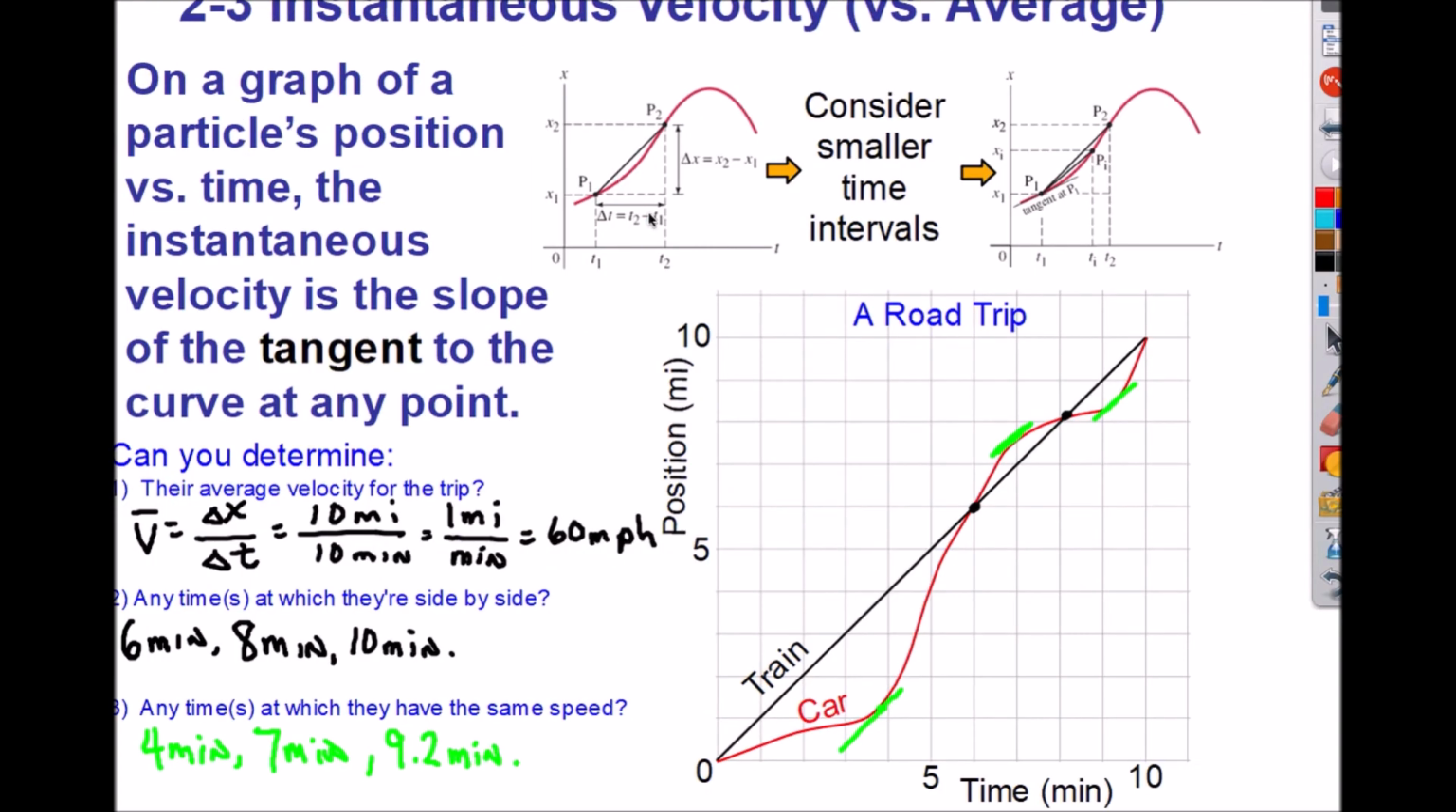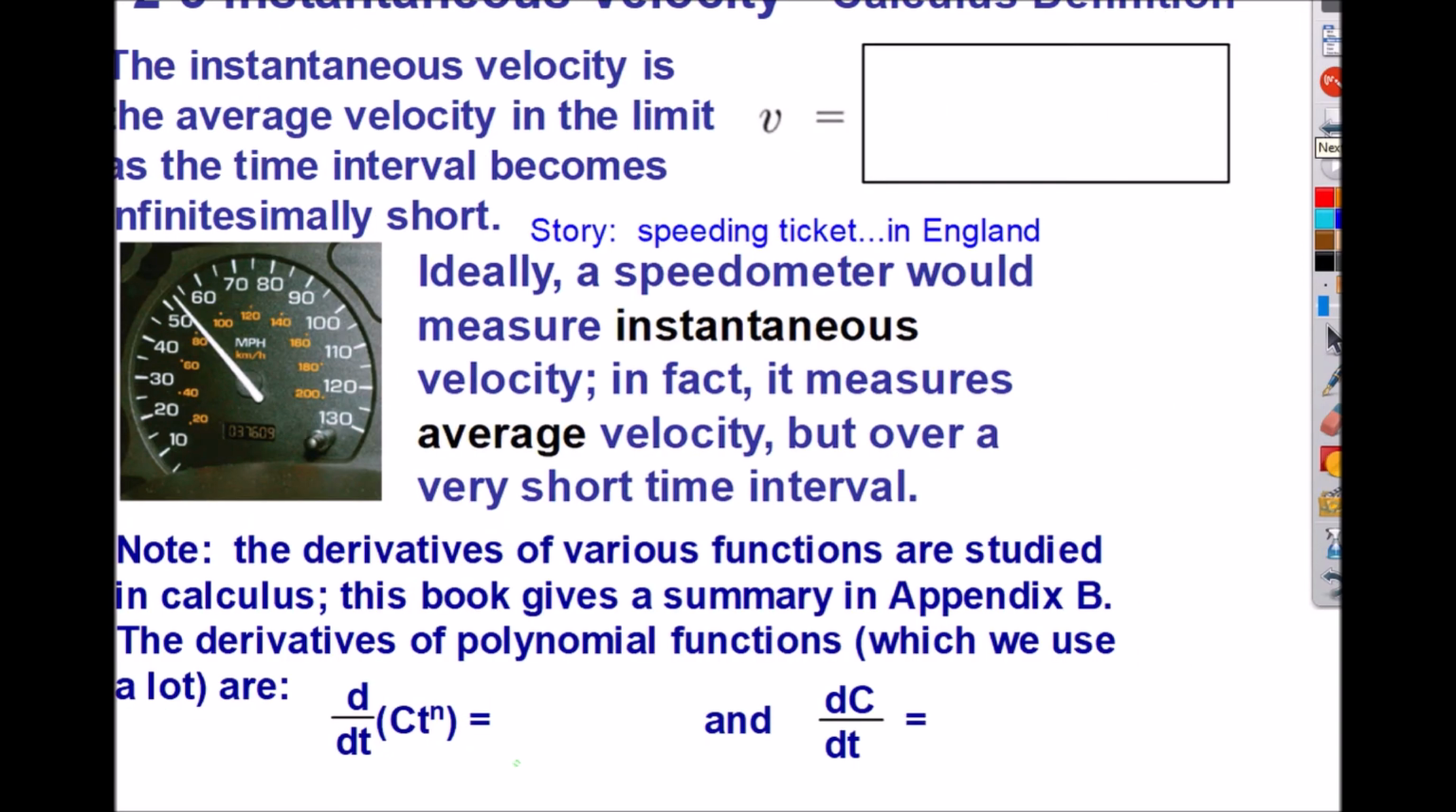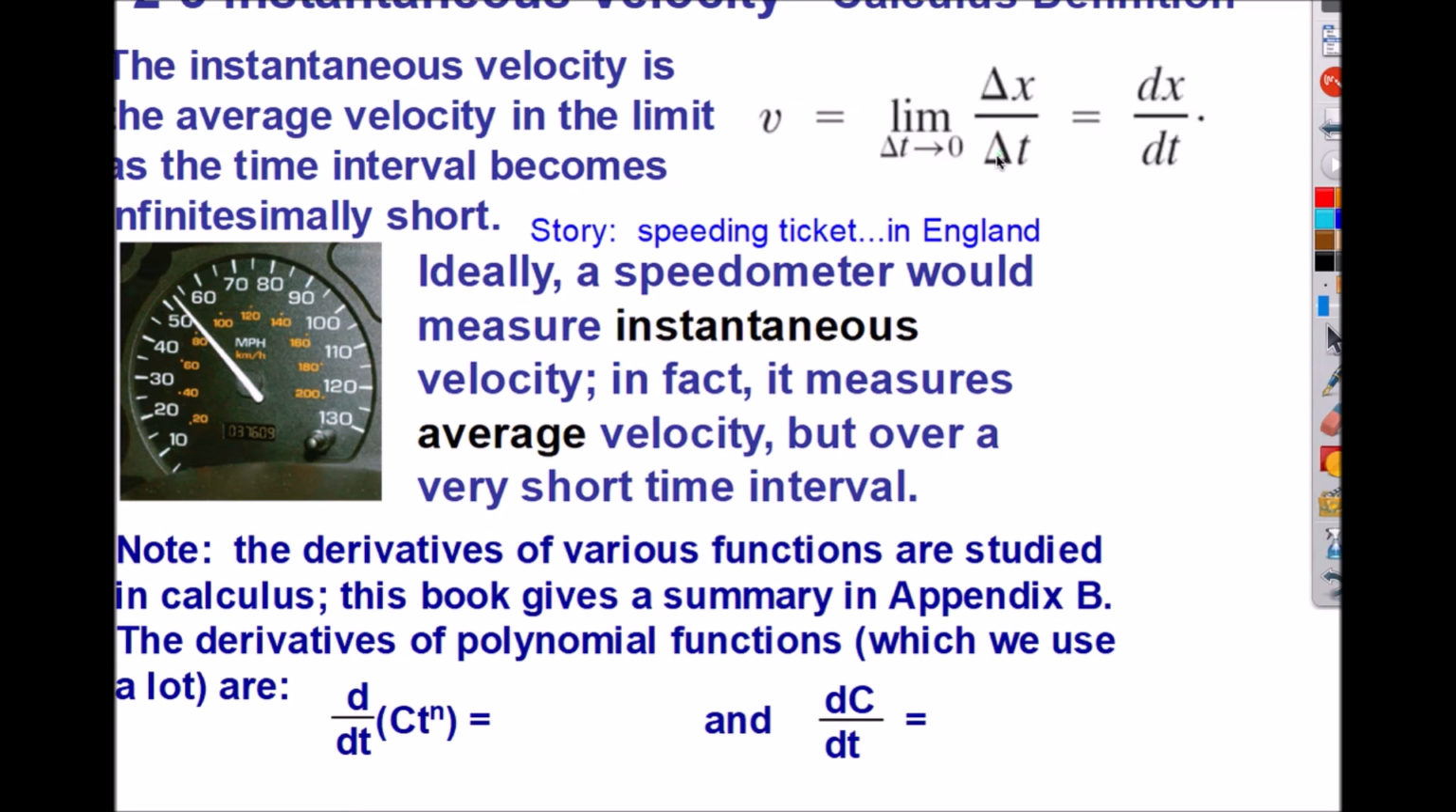As I consider smaller and smaller time intervals, as I'm doing over here, if I take the limit of delta x over delta t as the time interval shrinks, that ratio will approach a particular value. And calculus provides us the means to actually quantify that value if I can write position as a function of time. And so you will see this kind of notation.